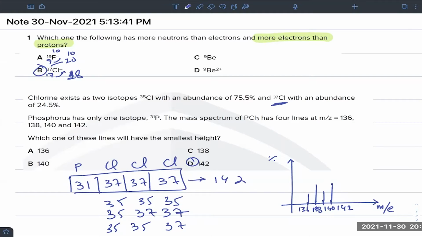So total mass for this one is going to be 142. Sir, most likely it comes out... If the question was which one of these lines will have the highest height, then we would take all of them as 35. Right? Yep, that's the most likely one. So it is all of them 35, which will simply be 136, the mass. Okay, so that's the one with the highest height, the most likelihood.